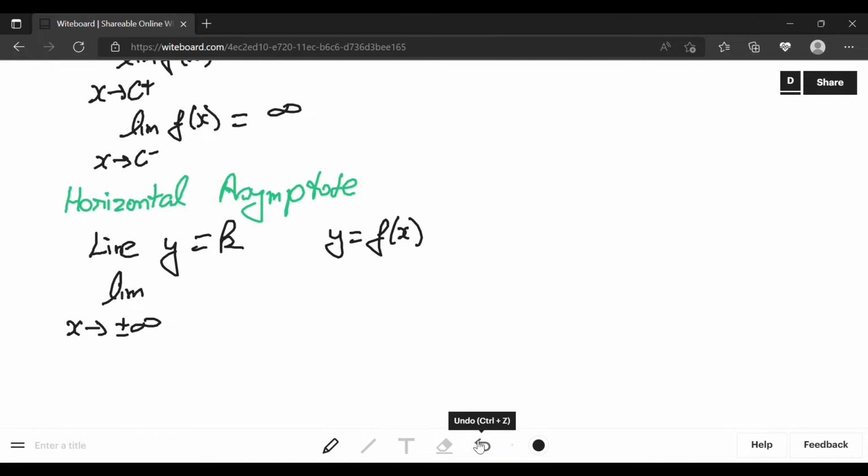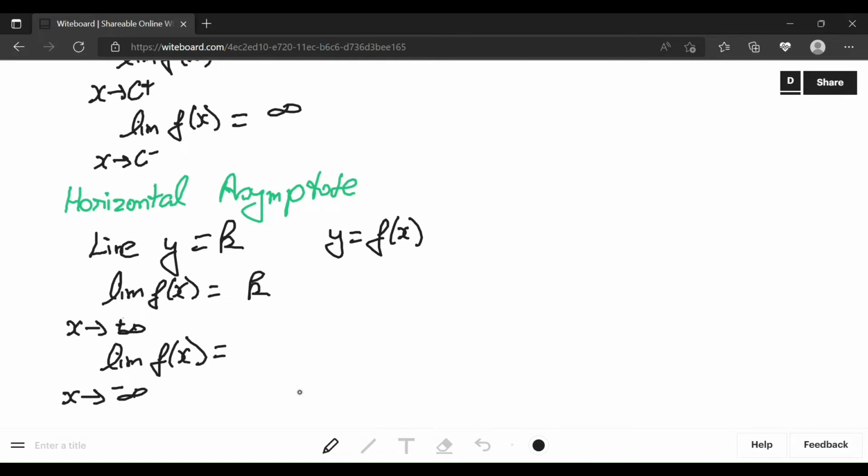K is where we have the horizontal asymptote. So as x tends to infinity plus, when we are moving from the right hand side, that is equal to k, and when limit x tends to infinity minus, f(x) will tend to k. So that is for the horizontal asymptote.